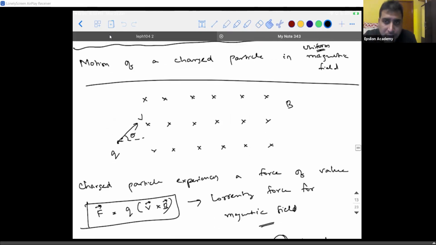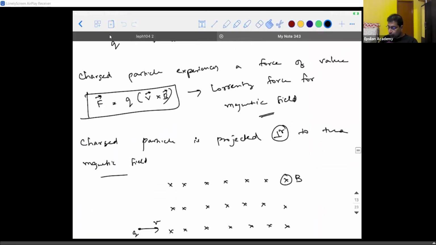Do you guys remember this? Let's just recollect this stuff and then we'll go to the next topic. Motion of a charged particle in a uniform magnetic field. When a charged particle is projected into a uniform magnetic field, it starts experiencing a force whose value is given by the expression F vector is equal to Q into V vector cross B vector, which is called the Lorentz force for magnetic field.